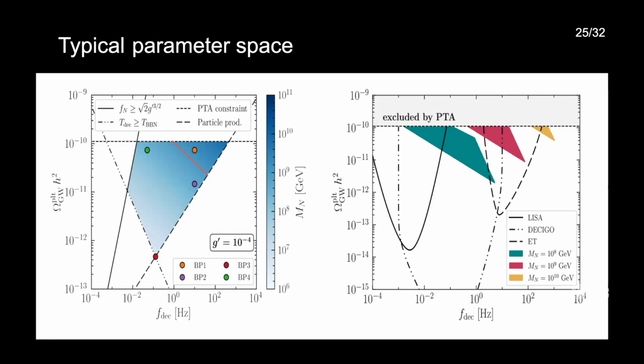So within the same model, because we have this early matter domination, you can also produce induced gravitational waves, as Dheeraj was talking about. This plot is generated taking into account that our gauge coupling is a free parameter.